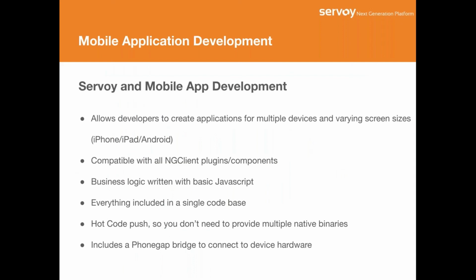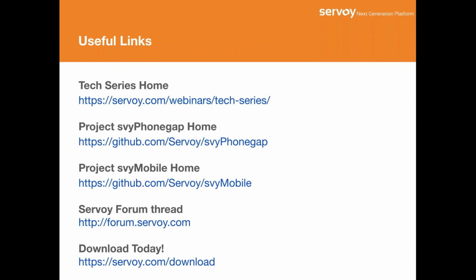All right. This last slide recaps what Tuan just showed, in case you want to read it for your reference. Anything you can do in NG client, you can then also use on mobile devices, both Apple and Android-based devices. Business logic is in JavaScript, just like you're used to in Servoy. From a single code base, you can do this. You can do hot code pushes to mobile devices, and the PhoneGap bridge allows you to go to the native hardware on your device. And we went through the documentation of that already.